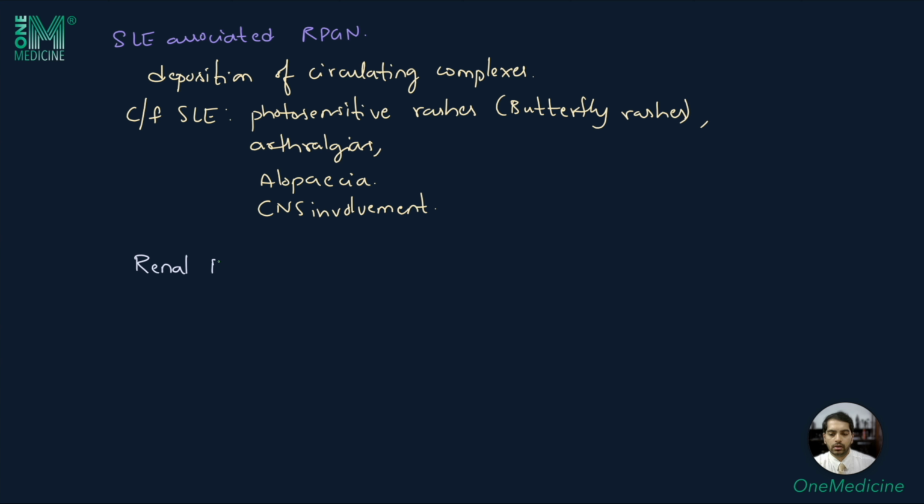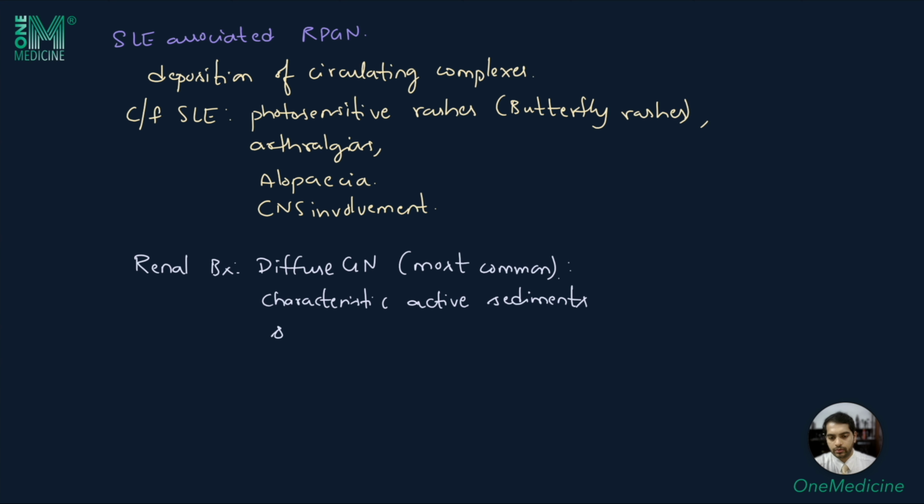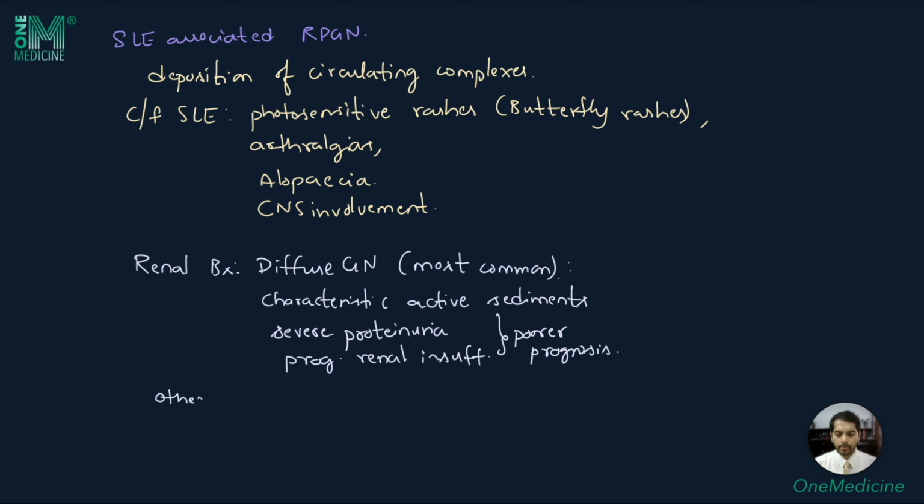Renal biopsy shows diffuse glomerulonephritis, which is the most common. These patients have characteristic active sediments, severe proteinuria, and a progressive renal insufficiency. These patients may have a poorer prognosis. Other biopsy patterns can be focal or mesangial or membranous glomerulonephritis.